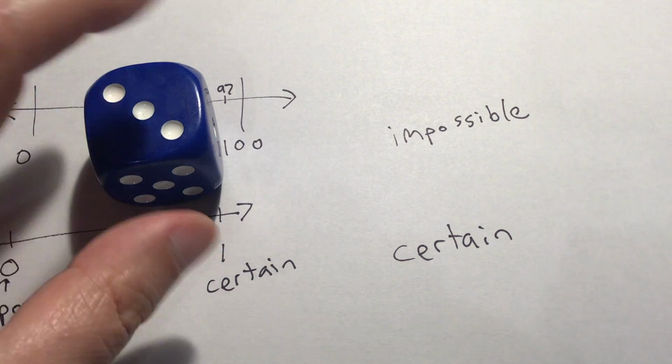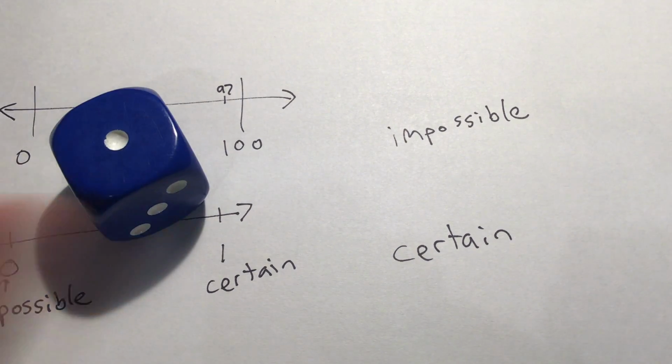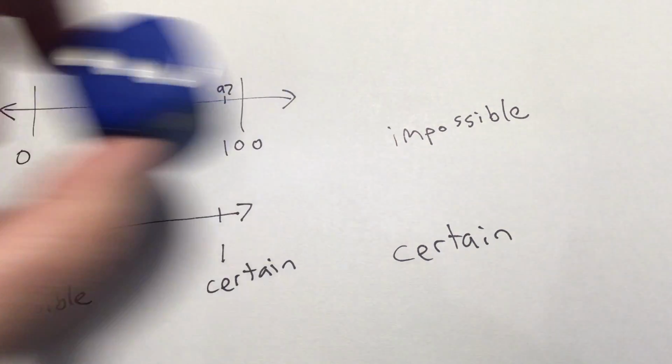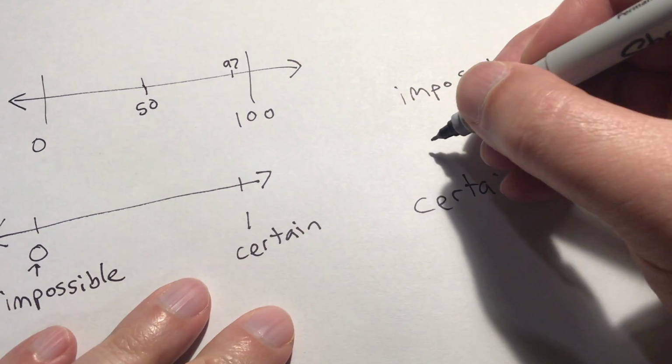Okay, it's a normal dice. It's got little rounded corners. It's always going to be a number, okay? Oops, that wasn't a good roll. Okay, so impossible, certain, and then in the middle you have some other words.